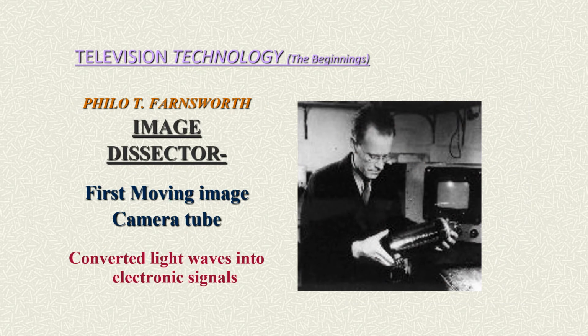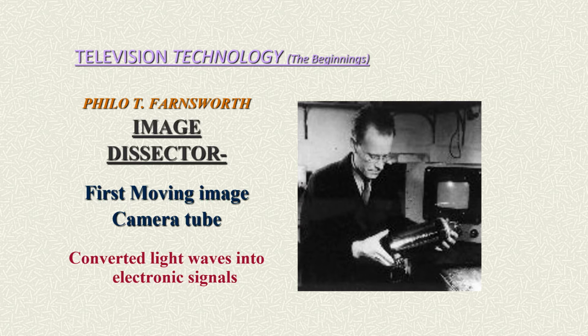Eventually, what he came up with was the image dissector. The image dissector is really a camera tube. It is inside a television camera. It is what captures the image. It's what captures the light, the light waves that come in, and then turns those light waves into a different type of energy, that is electronic signals.